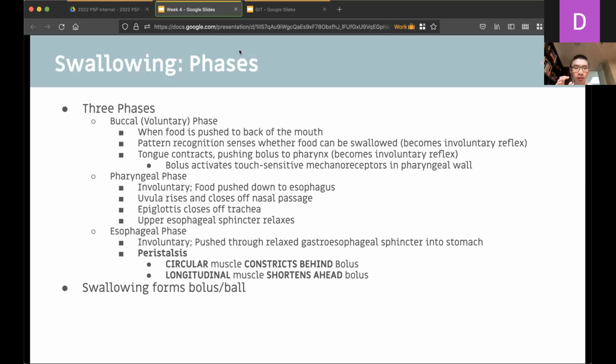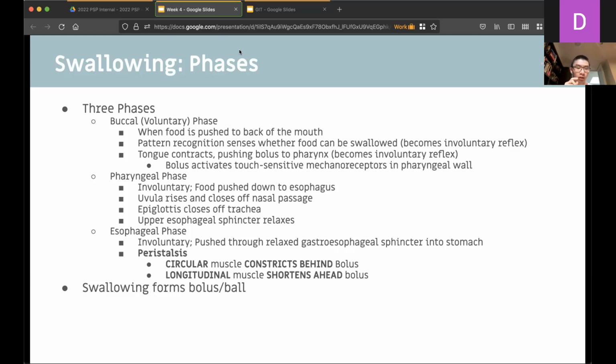This process is voluntary, but once it gets to the back of the mouth and tries to go lower, you have pattern recognition, which senses whether the food can be swallowed or not. This slowly becomes involuntary, and it's there because you don't want to swallow something you can't swallow, otherwise you choke. In this phase, you've got the tongue contraction pushing the bolus to the pharynx, and then it activates the touch-sensitive mechanoreceptors in the pharyngeal wall, triggering the pharyngeal phase, which is involuntary, and it starts to push the food slowly down.